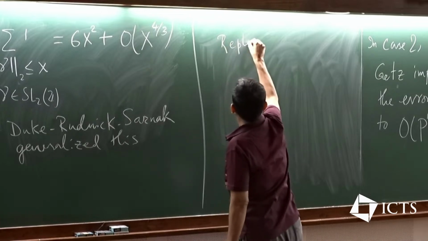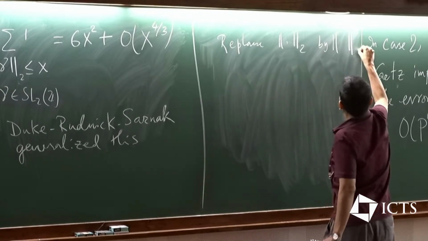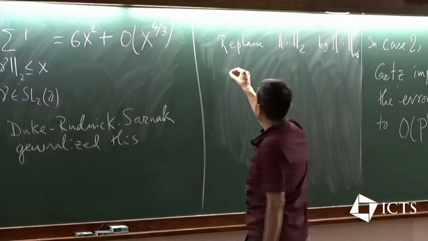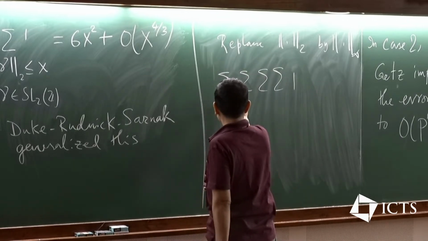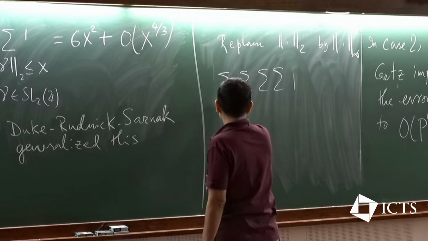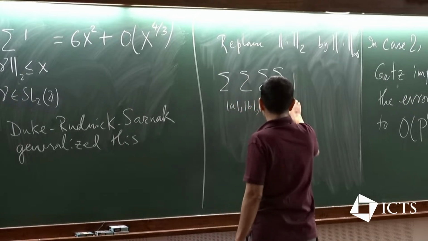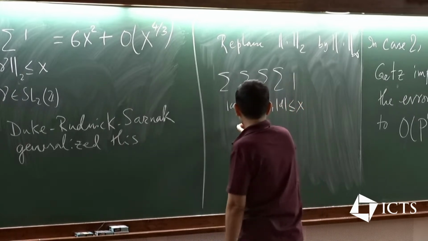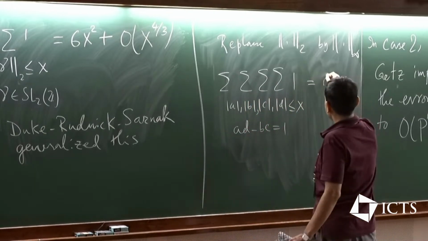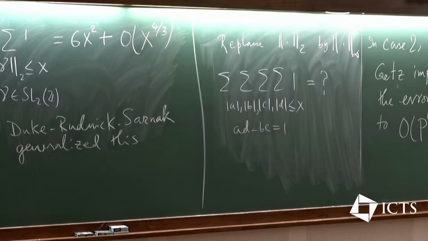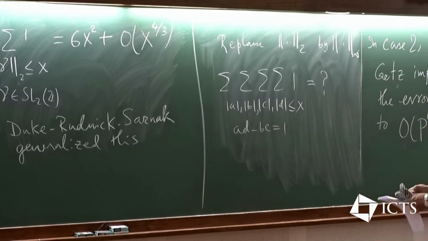Replace it by the sup norm. So then we want to count matrices with |a|, |b|, |c|, |d| up to x, and ad minus bc equal to 1. Then can we give an asymptotic formula for this? And you can also ask the corresponding question with a smooth count.